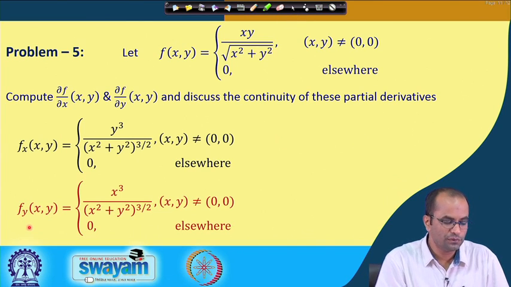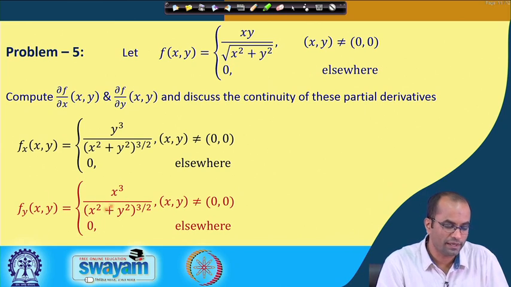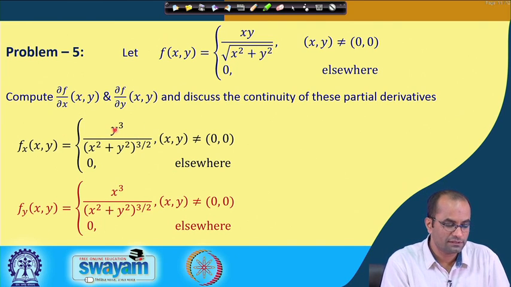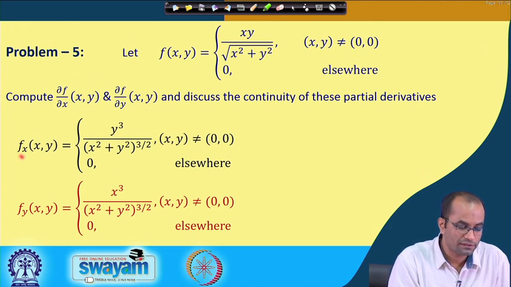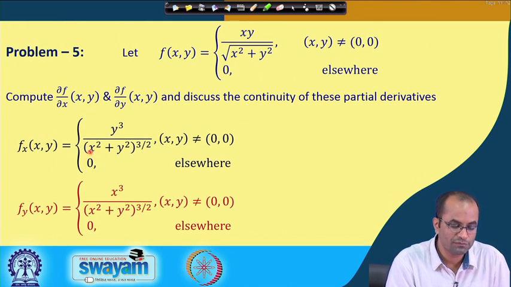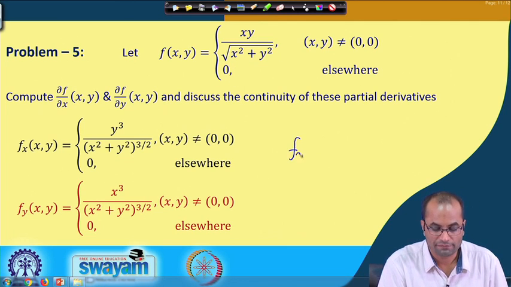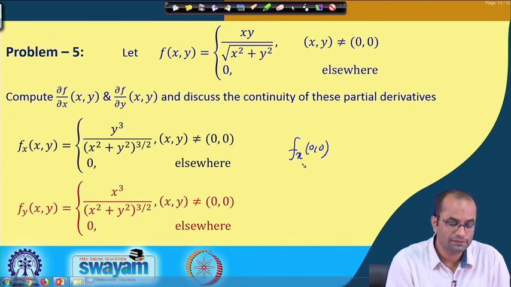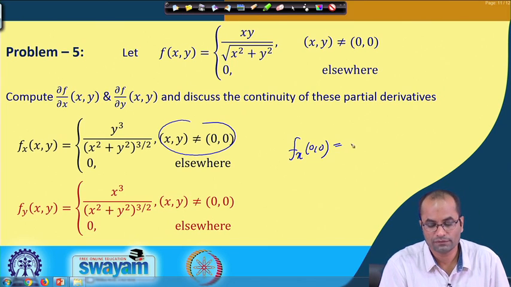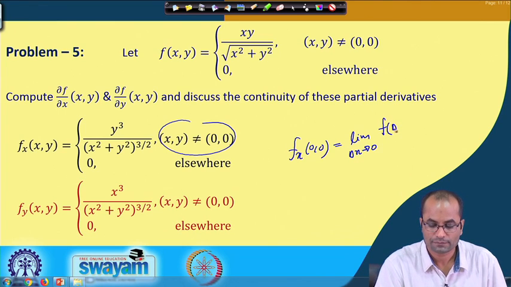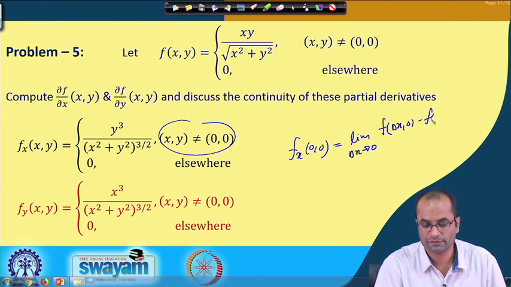And similarly, we can compute this f_y with respect to y. So, we will get just, instead of the y, it will be replaced by x because of the symmetry of the function. So, we got these two, and here this partial derivative with respect to x, we have to also compute with the definition, the fundamental definition. So, we have to use here what is the f_x at (0,0). So, at a non-zero point we can directly compute from here, and at (0,0) we have to use the fundamental definition.